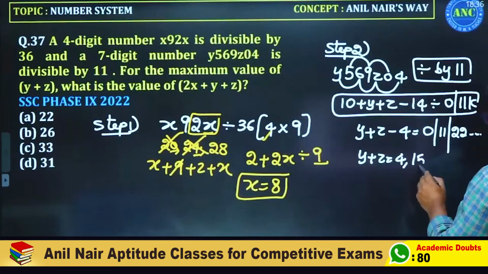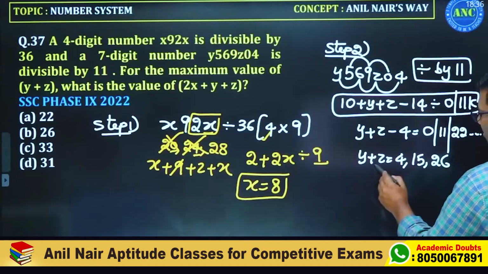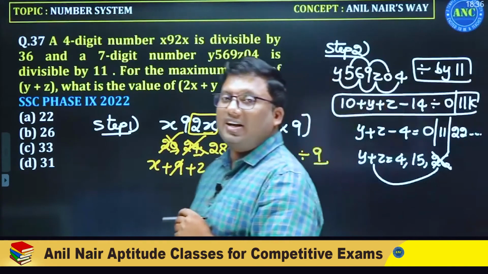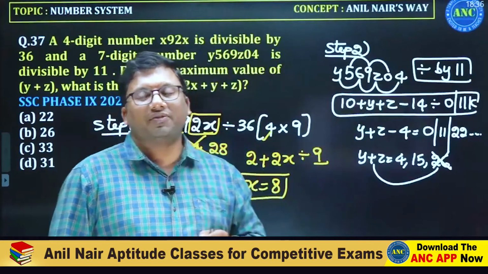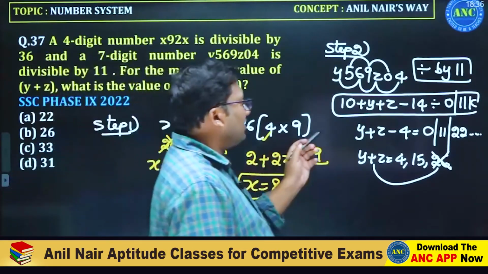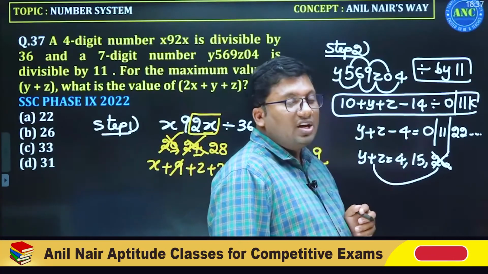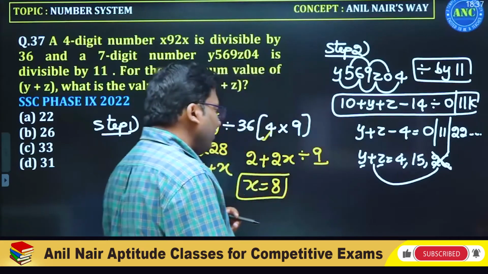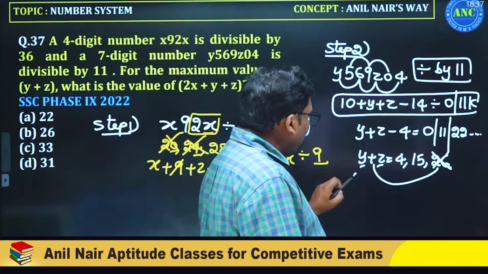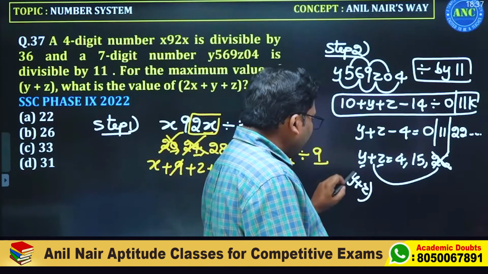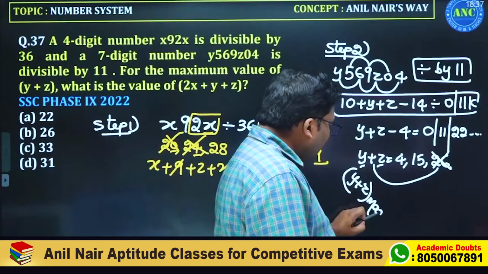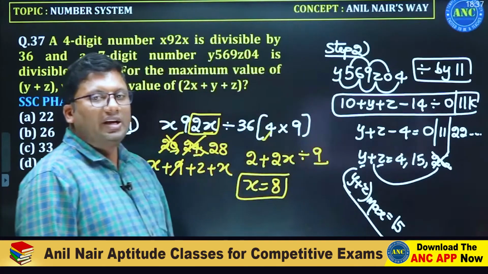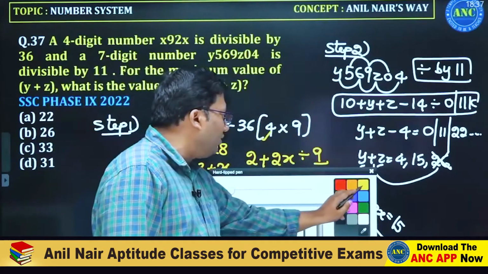Y plus Z is 15, or Y plus Z is 26. Y plus Z cannot take 26. Why? Because Y and Z are digits, and a digit value can be from 0 to 9 only, so the maximum sum is 18. Out of 4 and 15, the maximum value is 15. So Y plus Z maximum value is 15.